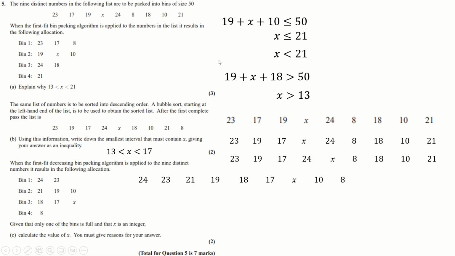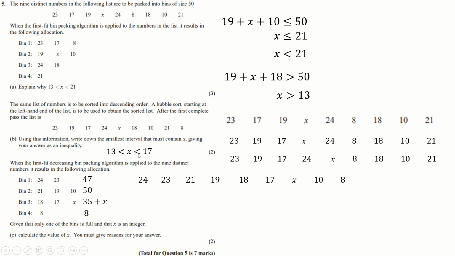So okay, this is still bin size 50. So let's just work out how much each of these bins has. So the first one has 47, the second one has 50, so that one is full. So this one is not full. So therefore 35 plus X is not 50, which means X can't be 15.